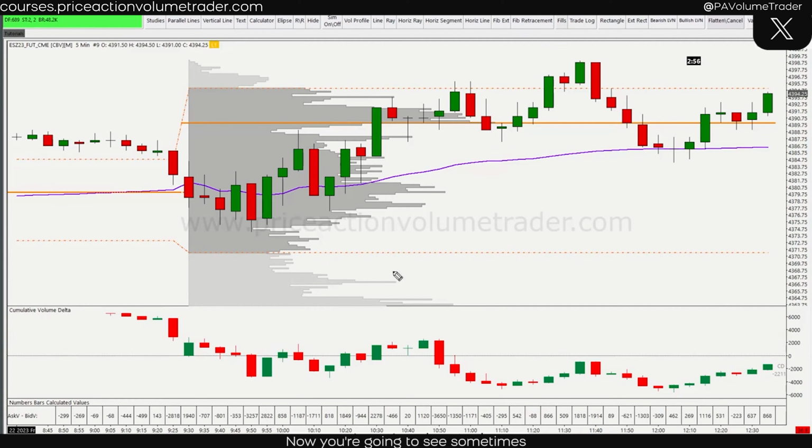Now you're going to see sometimes, for example, we have candles that match, like this one's big red candle on the price, big red candle on the delta. But other times we have some differences in the candles, and this is where we're going to be tracking what we call delta divergences.